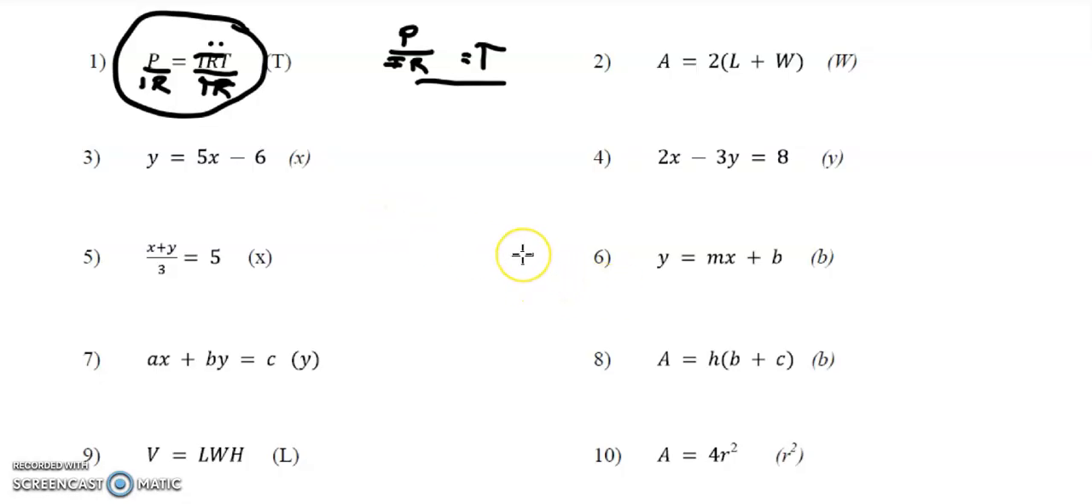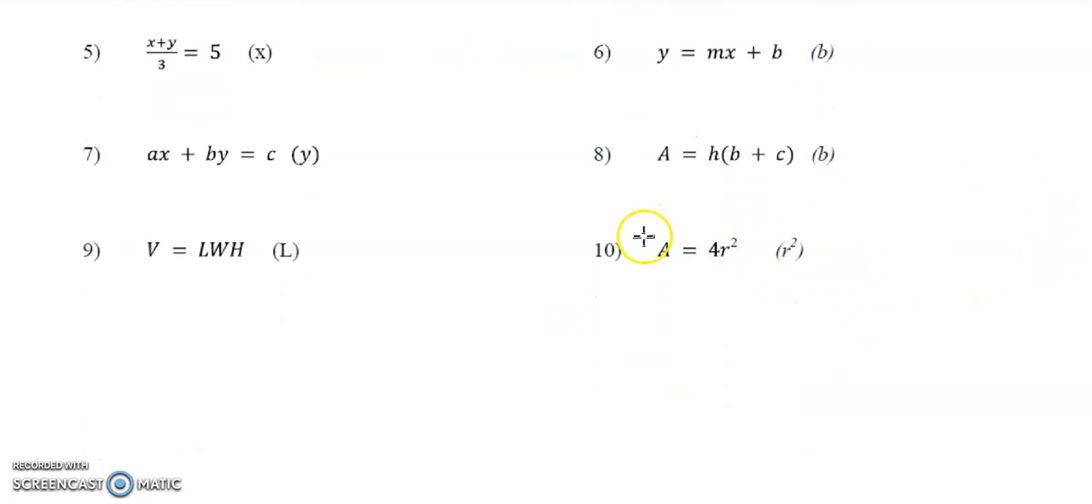Okay. So see how you do on these. And same with the other page. Anywhere you see a problem that has an exponent, you can skip those. Those will not be graded. Okay? So see how you do.